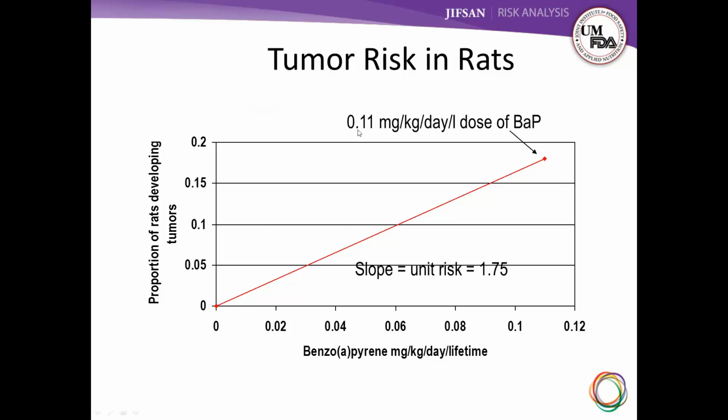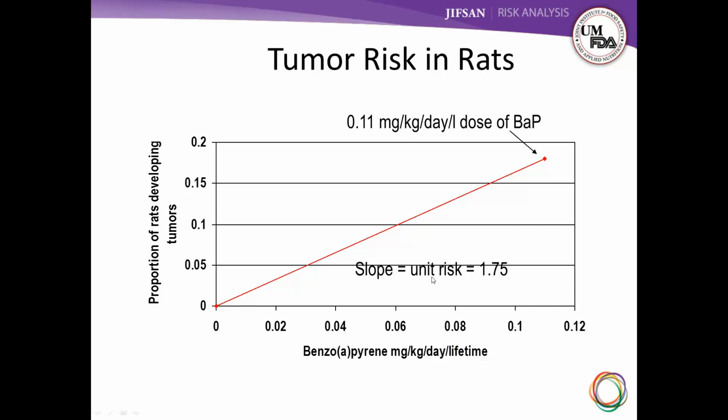It said 0.11 milligrams per kilogram daily lifetime dose of benzo[a]pyrene has this level of excess tumors. This is the proportion of rats that develop tumors. So we had a data point, (0.11, 0.18), and we had a no threshold assumption, (0, 0), and we had a ruler and a pencil. So we connected 2 points to get a dose response curve. Generally speaking, you have much richer, much better dose response curves, especially these days.